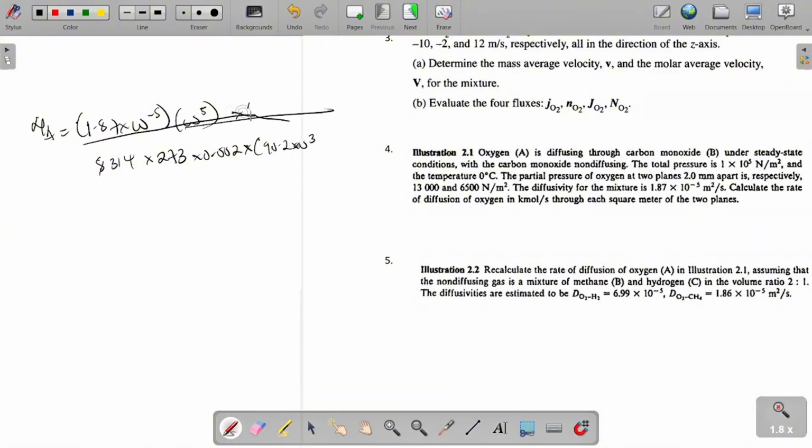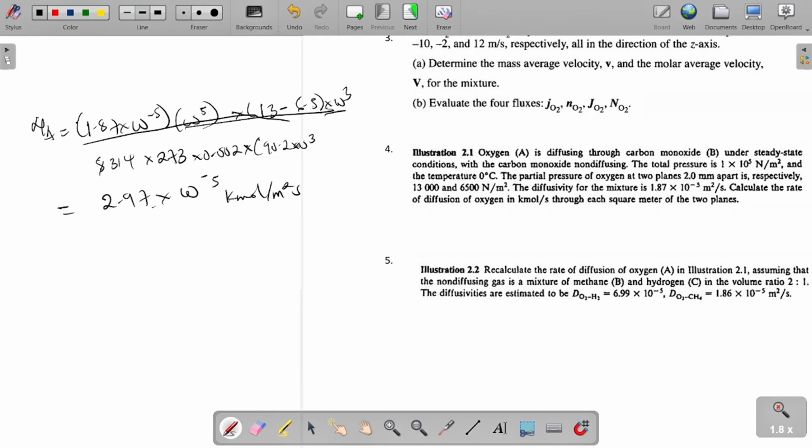So this one also multiplies by, so PA1 is 13 minus 6.5 all times 10 to the power 3. I mean, tens of kilopascals, right? So Na becomes 2.97 times 10 raised to the power minus 5 kilomole per meter square second. Right, kilomole per meter square second.